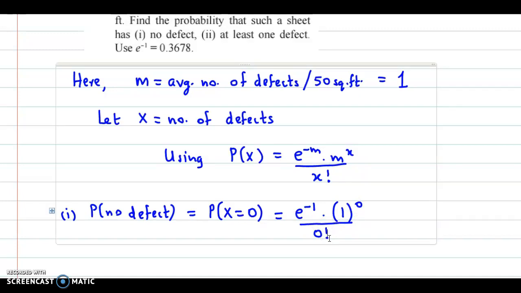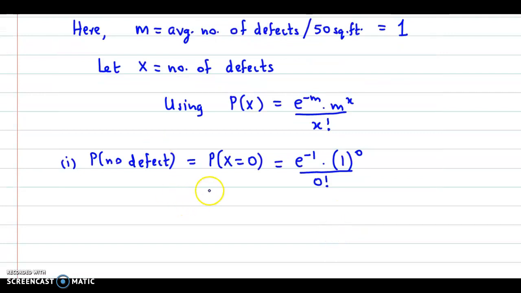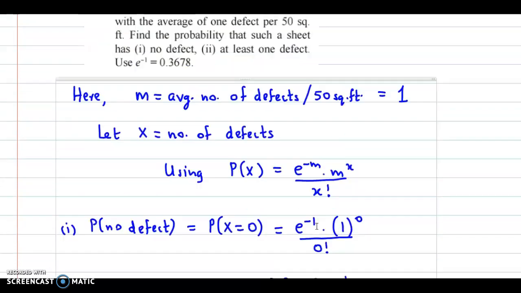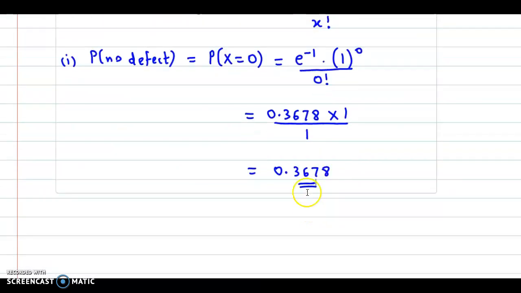Now e raised to minus 1 is 0.3678. So here we have 0.3678 into, now 1 raised to 0 is 1, 0 factorial is also 1. So our final answer is 0.3678.